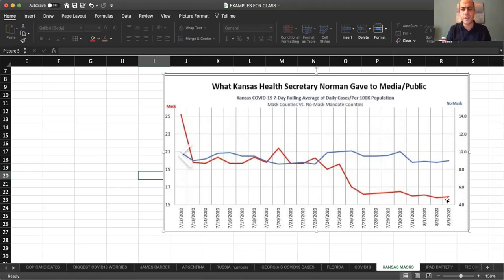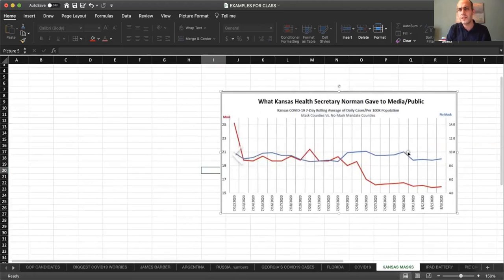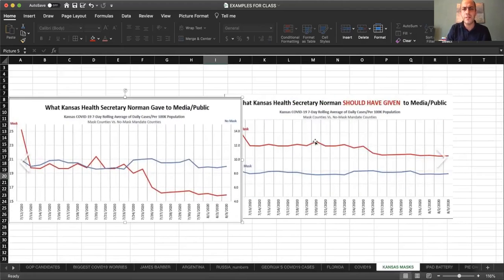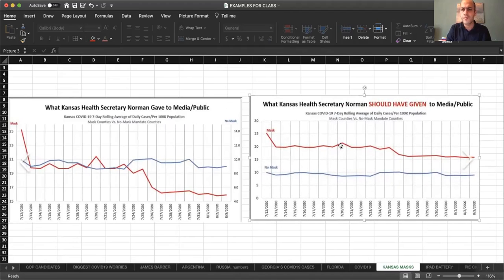And also what's bizarre is you have two, and here the mask, the red line here on August 3, is 16 cases, but the no mask, the blue line, is just 9 cases. This is wrong. You cannot represent the data like this. I think the true data should be this.